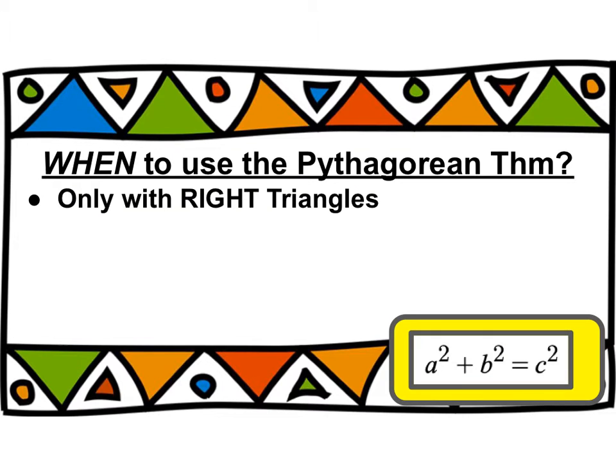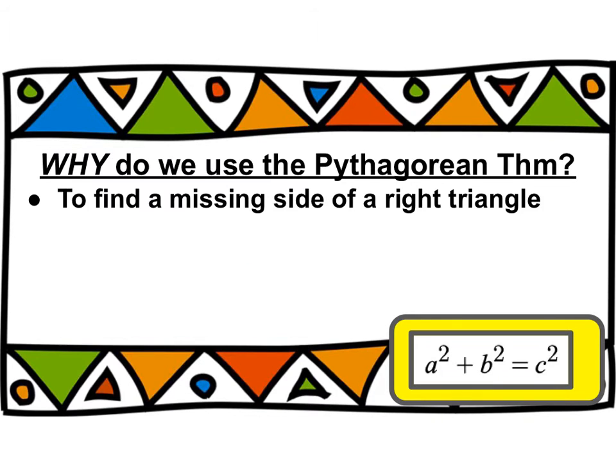So when do I use the Pythagorean theorem? You only use it on right triangles. So you'll either have to be told that they are perpendicular or have a right angle box in order to be able to know that you can use the Pythagorean theorem. Why do we use Pythagorean theorem? We use it to find a missing side. So we have three variables, A, B, and C, and one of them will be missing. It's not always going to be C, so you do have to pay attention for that.